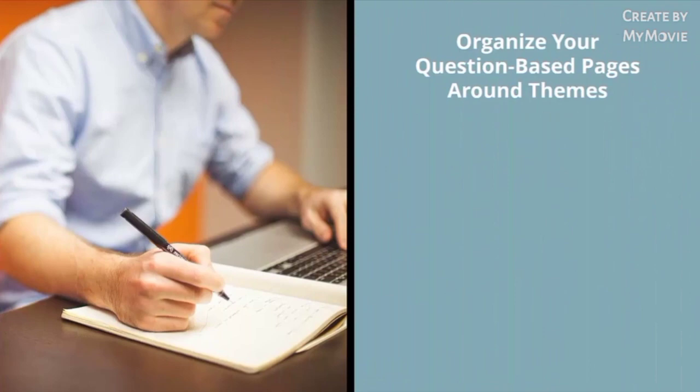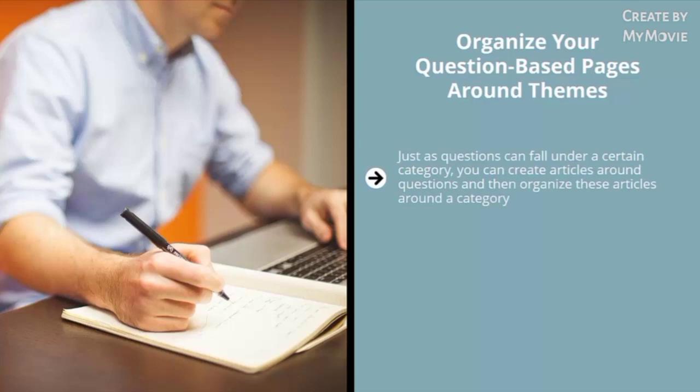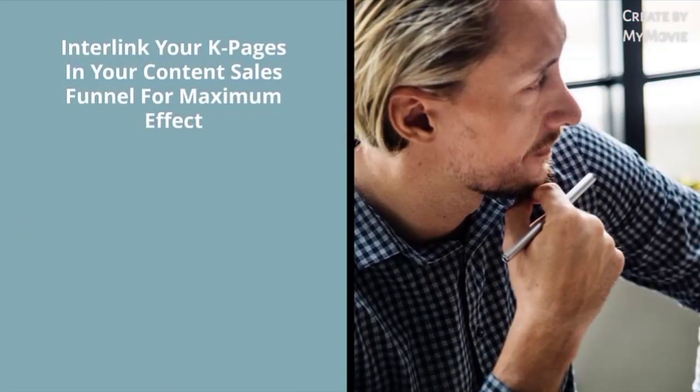Organize your question-based pages around themes. Just as questions can fall under a certain category, you can create articles around questions and then organize these articles around a category. This is not just a housekeeping tip. You're doing this so you can maximize the value of each page. Interlink your pages in your content sales funnel for maximum effect.